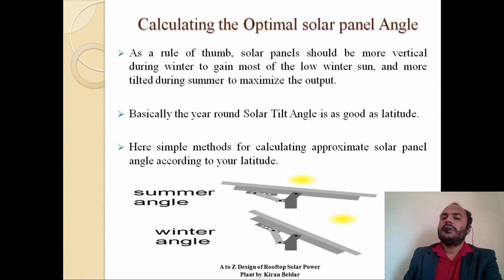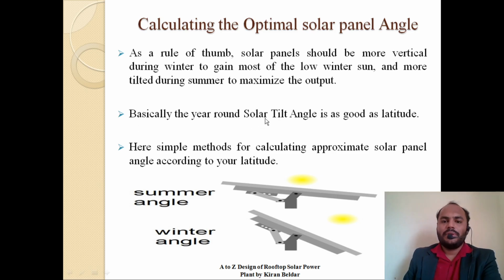Calculating the optimal solar panel angle. As a rule of thumb, a solar panel should be more vertical during winter to gain most of the low winter sun, and tilted more horizontally during summer to maximize the output.